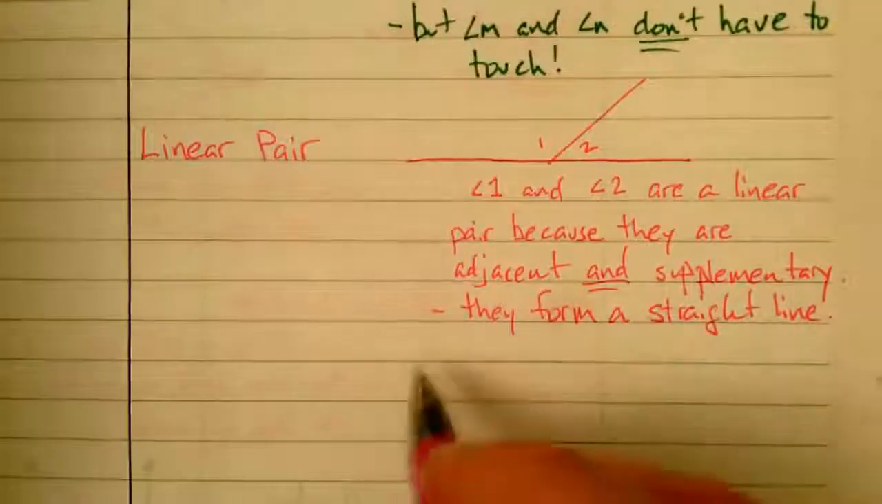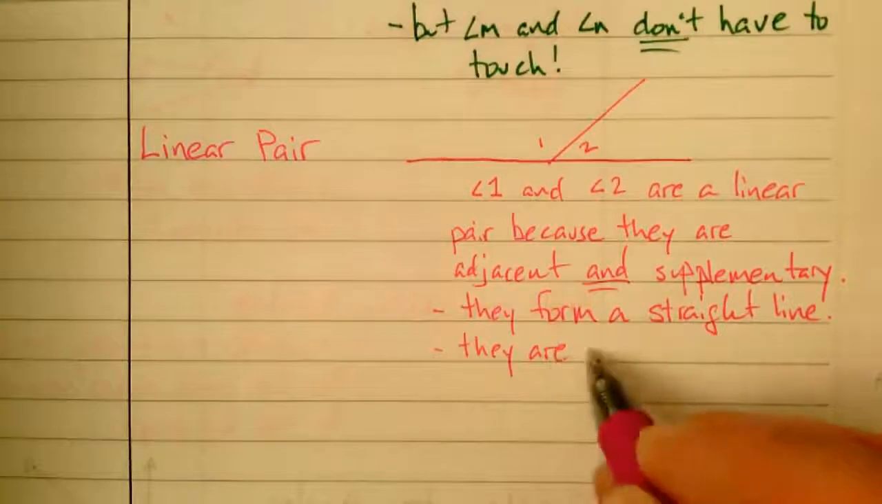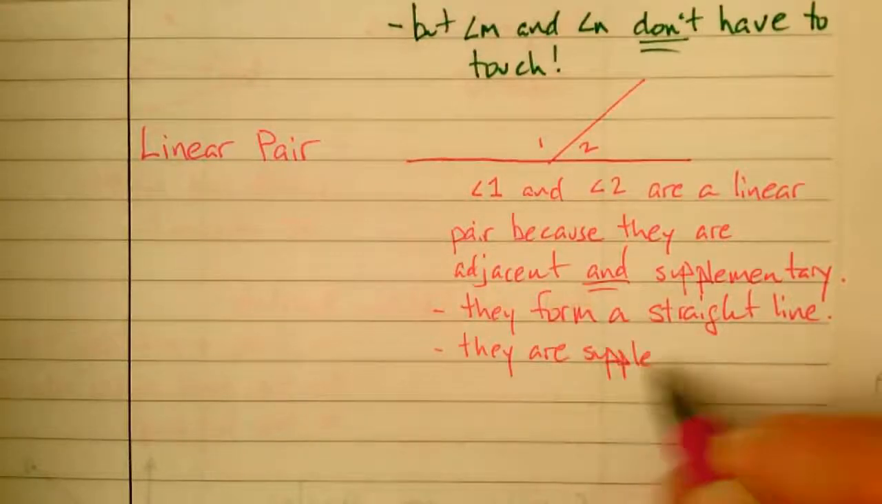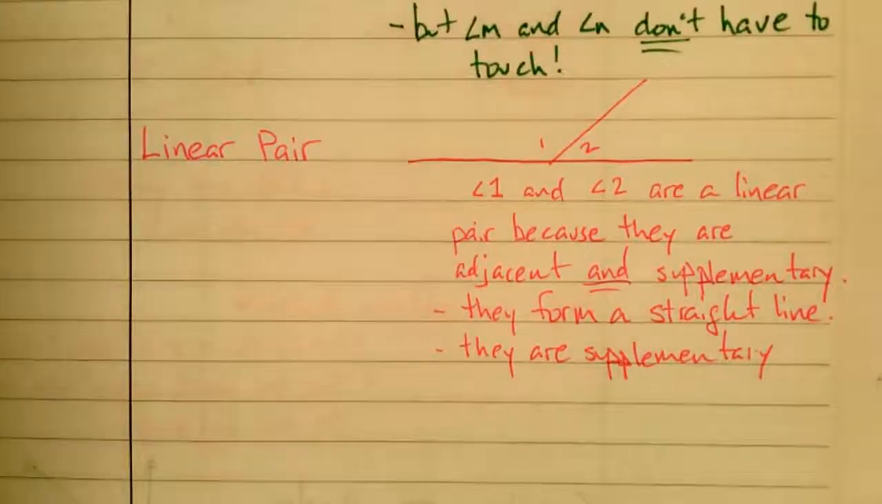Let's make a note of that. They are supplementary. So linear pair is a special kind of supplementary angles where they're also adjacent.